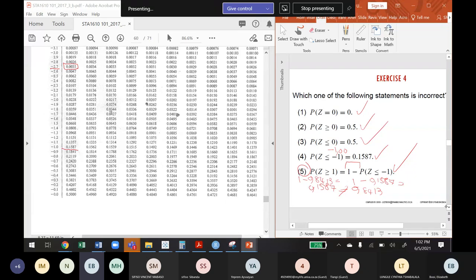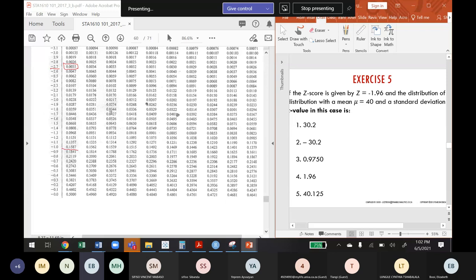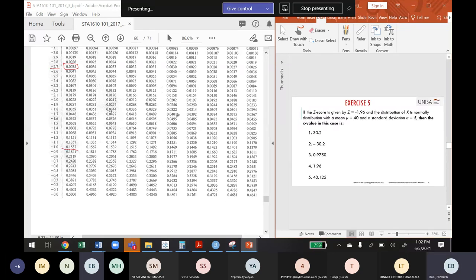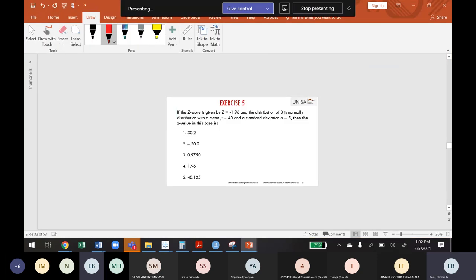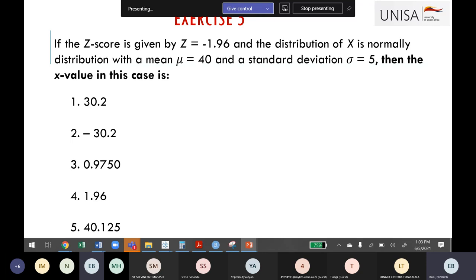Okay. Next. You see this question says, if the Z, I must take it back to the bigger screen now, so that we can see, if the Z score is given by a standardized normal distribution Z value of minus 1.96, the distribution of X is normally distributed with a mean of 40 and a standard deviation of 5, then what is the value of X? All you need to do is use your Z equals X minus the mean over the standard deviation formula to find the value of X. So that's what we need. Calculate the value of X. You are given the Z value. You are given the mean. You are given the standard deviation.